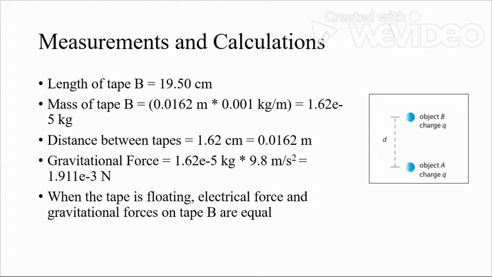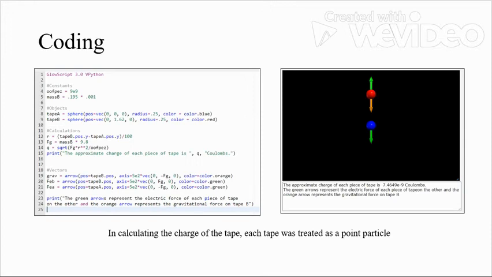And then we measure the distance between the tapes right when tape B starts to float, and that comes out to 1.60 centimeters. Then we can use the mass and acceleration due to gravity to find the magnitude of the gravitational force, which comes out to be 1.911e-3 newtons. And when the tape is floating, the electrical force and the gravitational force on tape B are equal, so this gravitational force will be equal to the electrical force.